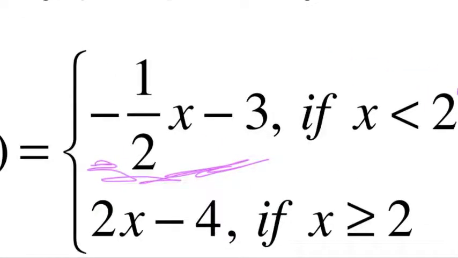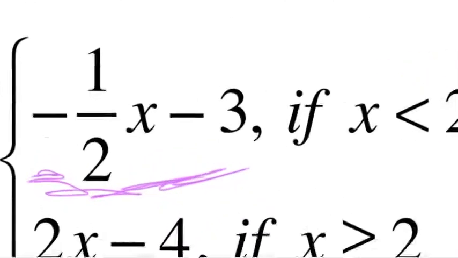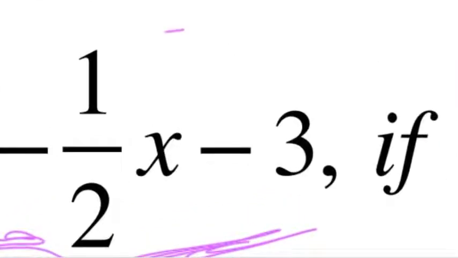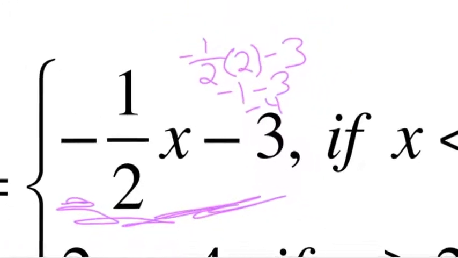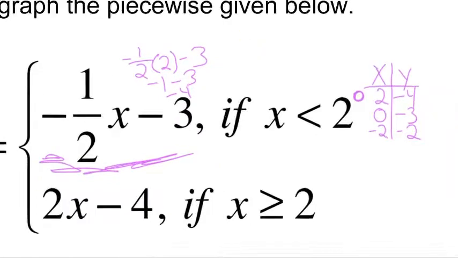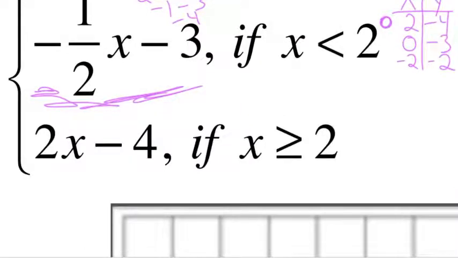Now, if you do not have a calculator, or you don't want to use a calculator, you could substitute the values in. So if I wanted to know what my y value is, if x is 2, then I would substitute in. So I have -1/2 times 2 minus 3. Well, -1/2 times 2 gives me -1, minus 3 gives me -4. So you can do either way. Hopefully you would be able to accomplish both ways, but I'm not going to tell you have to use one way or the other.